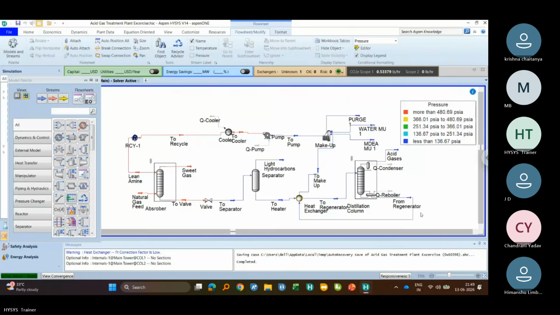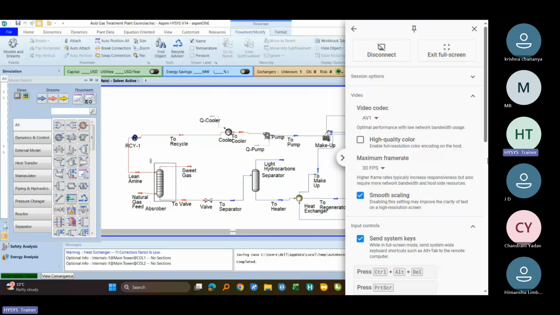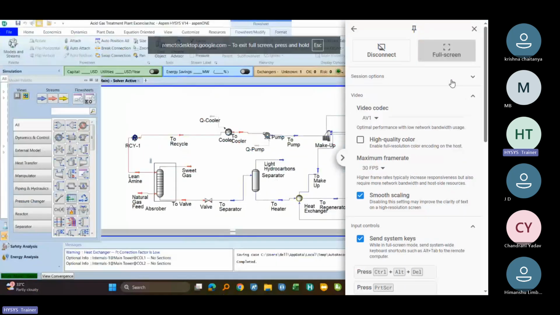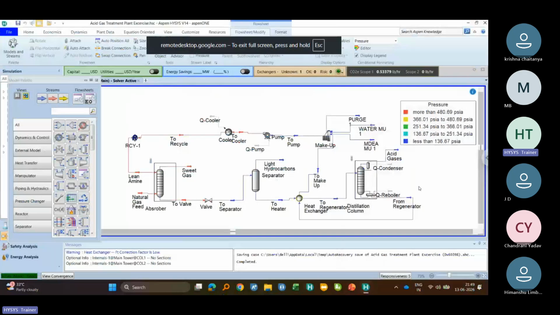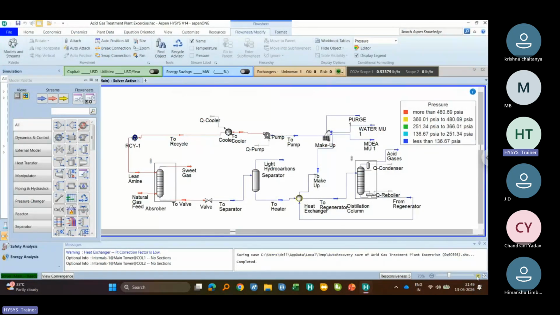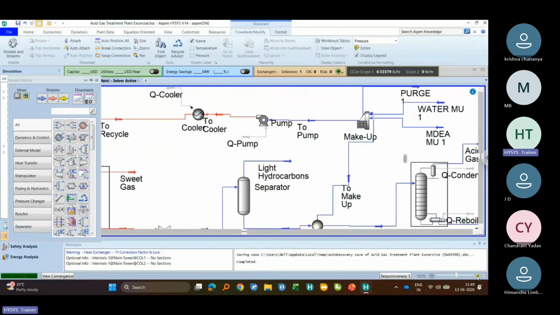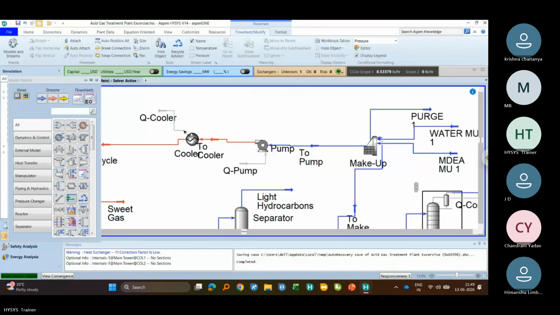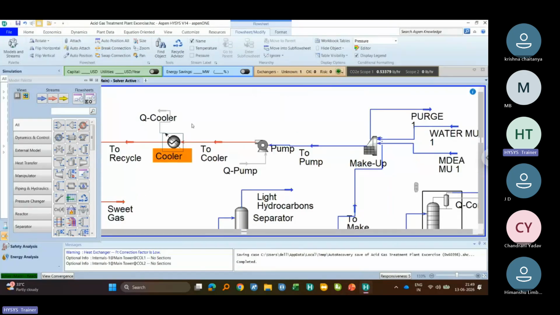Then only the last part is remaining, which is changing the symbols of the equipments. That is the last part which I will cover in today's session, how to change the symbols of equipments. So suppose I will just maximize this so that it can be viewed on a particular equipment. Suppose I want to change the symbol of this pump.